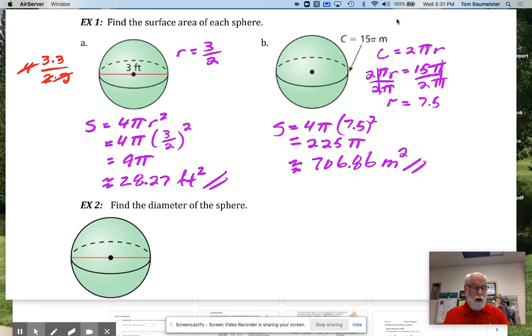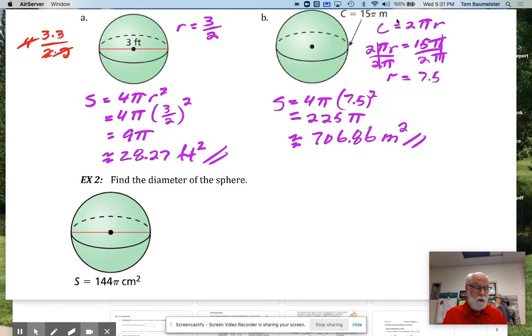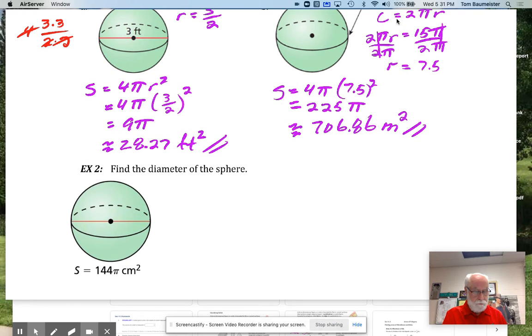Example 2, find the diameter of the sphere. Again, they're giving us the surface area. So we know that our surface area, which again is 4 pi r squared, is equal to 144 pi. So I don't really need this anymore if I don't want it.